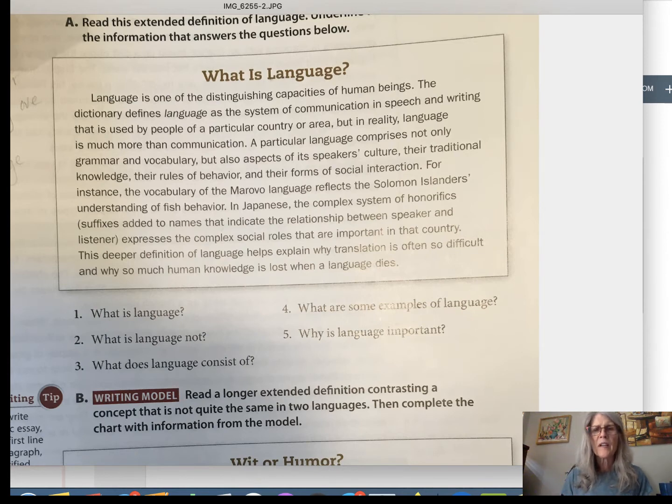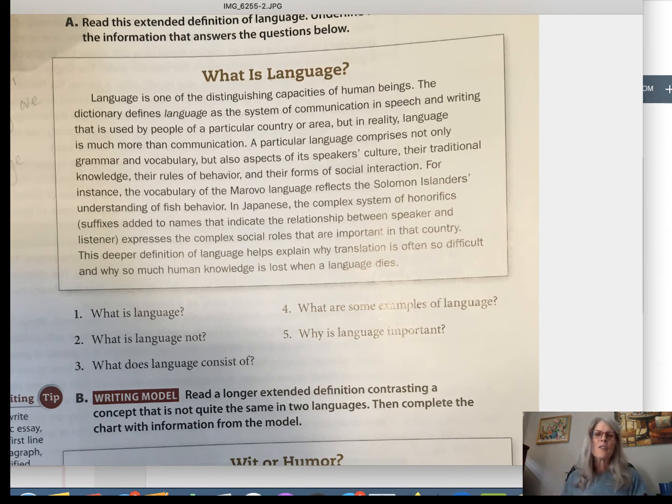And remember, the better your examples, the better your reader is going to understand, the more interested your reader is going to be in your paragraph. And that's the idea of this communication, not to, oh, Miss Daniel says we have to write this, and then I'll just turn it in. No, you really want to communicate your ideas.